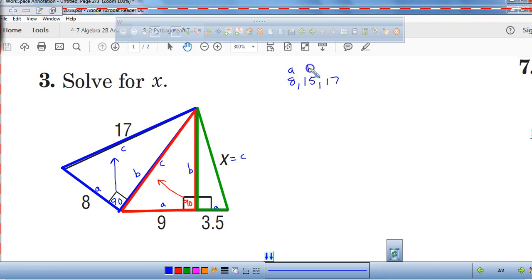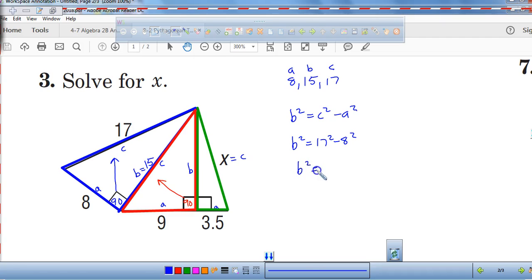We'll call this A, we'll call this B, we'll call this C. Alright? So I know this side B is a 15. But if you didn't know that, you would have to use the formula called B squared equals C squared minus A squared. Okay? So I'm going to put B squared equals 17 squared minus 8 squared.